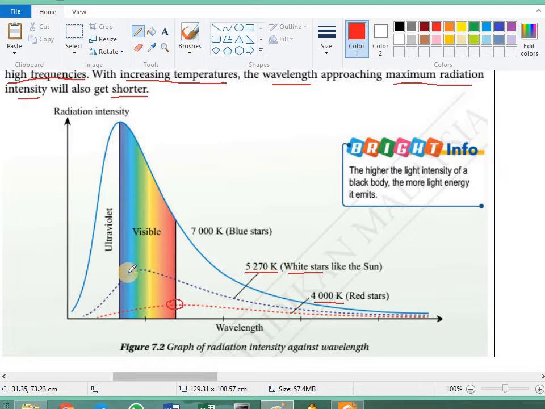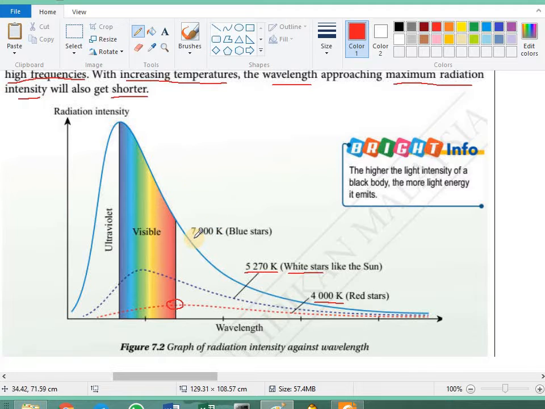The combination of different colors will produce white light. While this one, the lower temperature one, most of the energy goes to lower frequency, so it will look like red color.